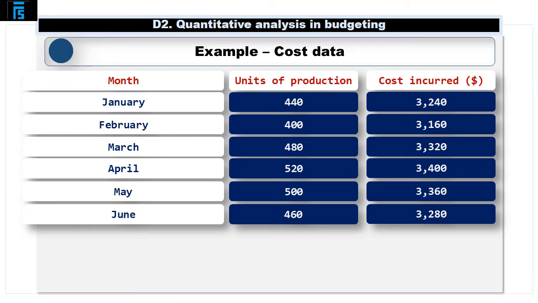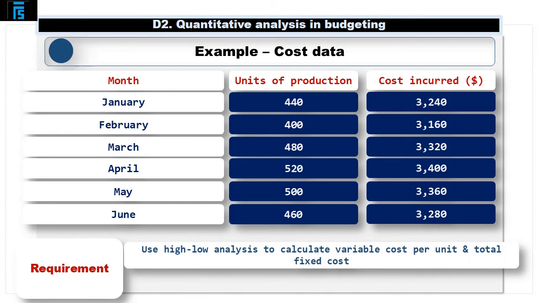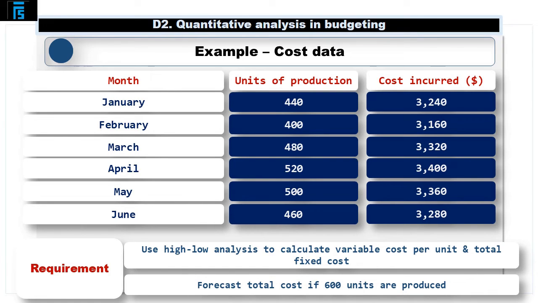3,320, 3,400, 3,360 and 3,280. The requirement is to use the high-low analysis to calculate the variable cost per unit and the total fixed cost, and to forecast what the total cost will be when 600 units are produced.